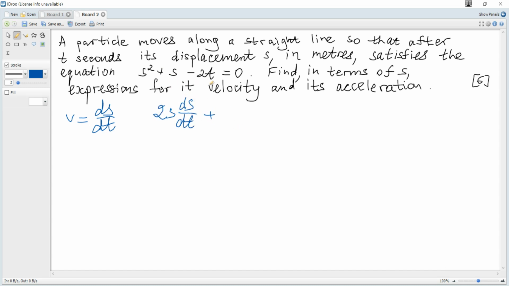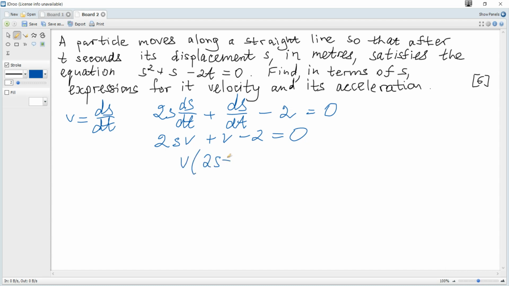So the derivative of s squared with respect to t is equal to 2s ds/dt, plus the derivative of s with respect to t, just ds/dt, minus the derivative of 2t with respect to t, just negative 2, is equal to 0. And ds/dt is v, so it becomes 2sv plus v minus 2 is equal to 0. Just solve for v: v times 2s plus 1 is 2, so v is 2 over 2s plus 1, and we can see the answer is in terms of s only, as required.